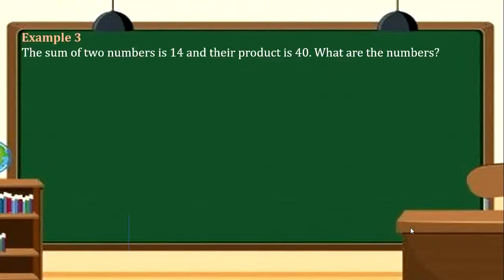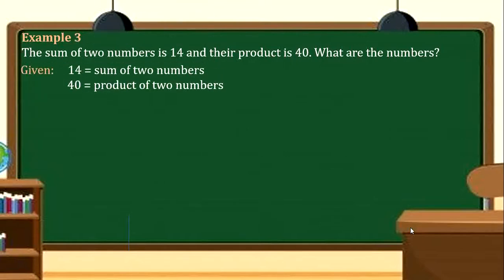Next, number 3. The sum of two numbers is 14. And their product is 42. So, what are the numbers? So, isulat natin yung given. Base doon sa given, 14, siya daw yung sum of two numbers. And then si 42, siya yung product ng two numbers. So, ano kaya yung dalawang numbers na yon?